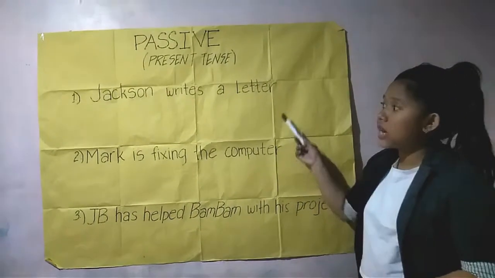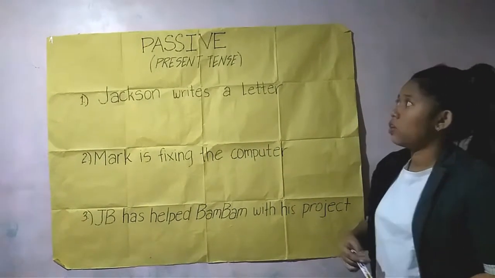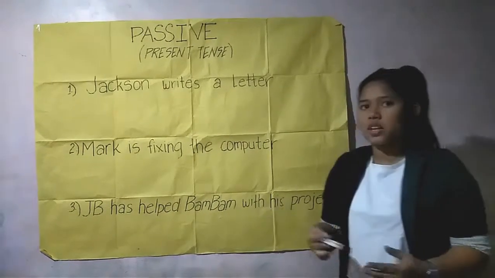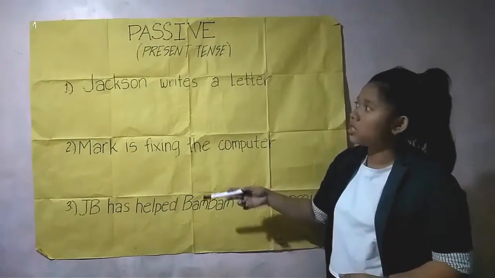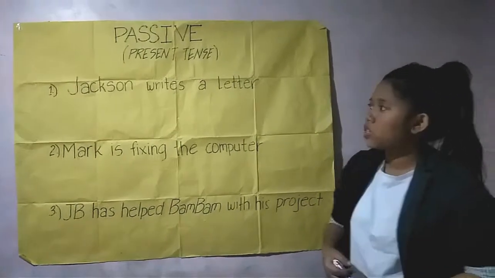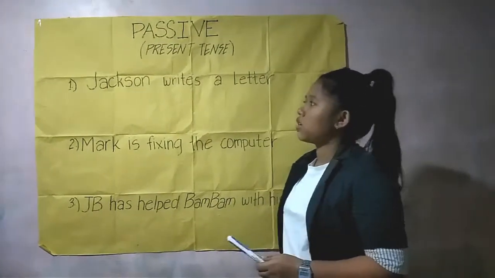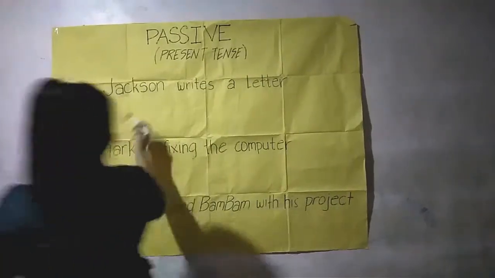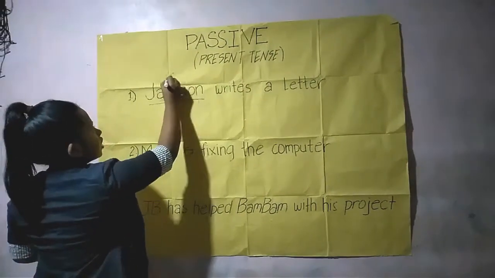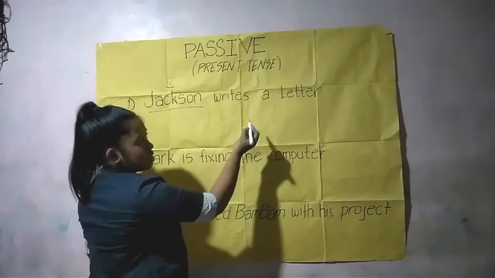So I have here sample sentences which are in active voice. We are going to change them into passive voice. So first, let us define which is the subject, the verb, and the object. In the sentence, Jackson writes a letter, the subject here is Jackson, while the object in the sentence is a letter.